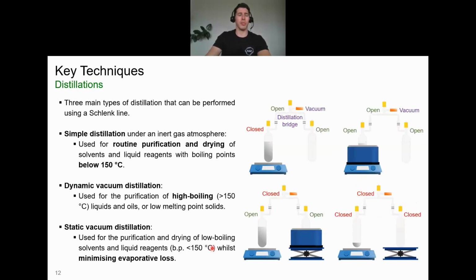The final main type of distillation is what we call a static vacuum distillation, also referred to as a vacuum transfer. Again, this is used for the purification and drying of fairly low boiling liquids and solvents, whilst trying to minimize evaporative loss. By that, I mean that we don't have any left behind. We don't have any risk that it's being evaporated up into tubes because we're working with a completely sealed system. You'll see that this is often used for the purification of deuterated solvents or fairly expensive reagents.